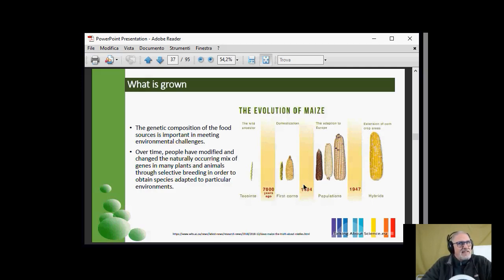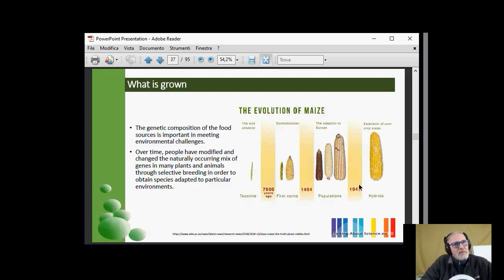And in the intervening period between 1494 and 1940 or so, there were large numbers of different types of corn produced. And it's curious because these different types are actually making a bit of a comeback, although they're still a long, long way away from the original teosinte right at the beginning.